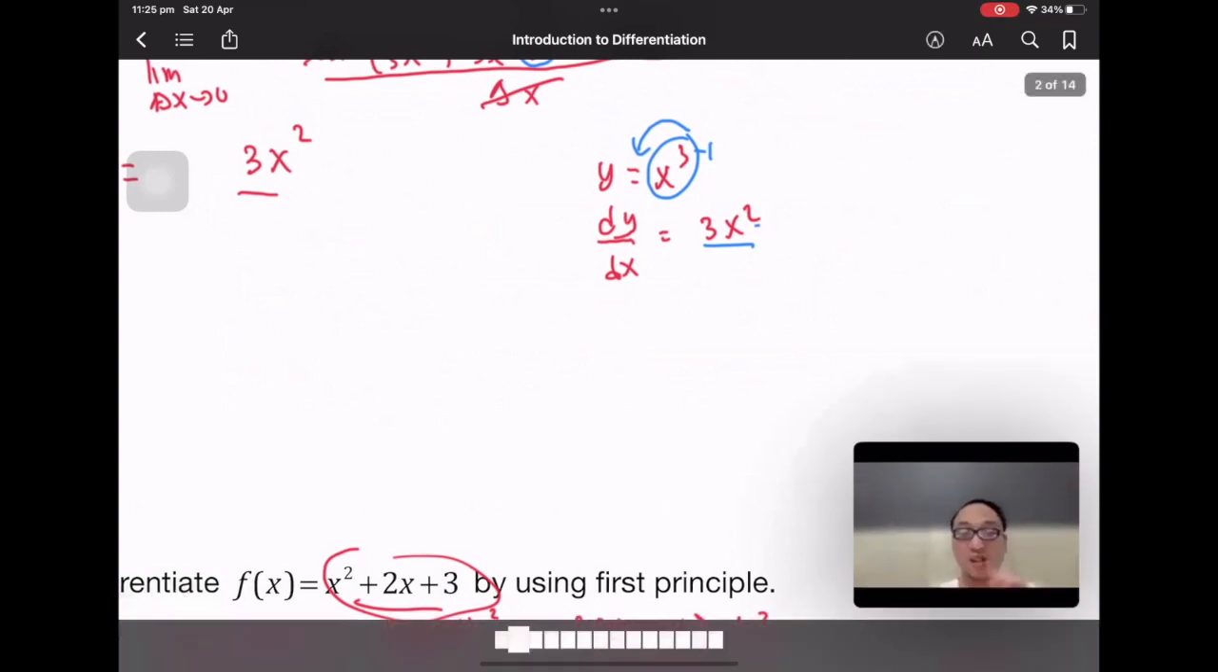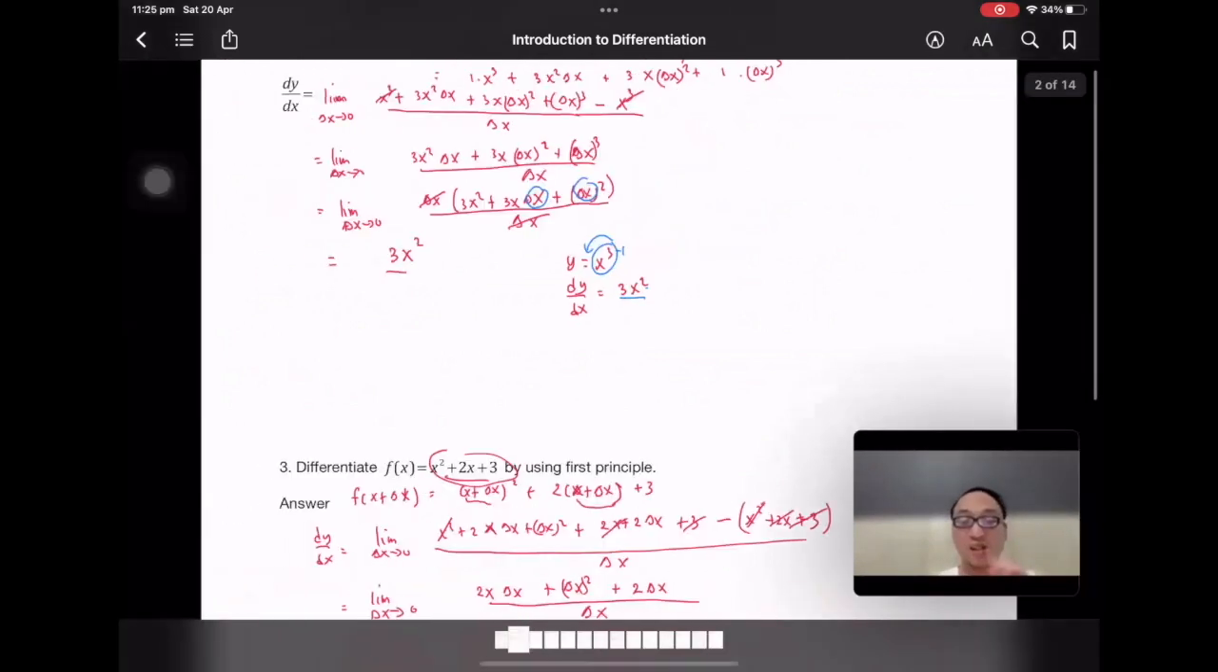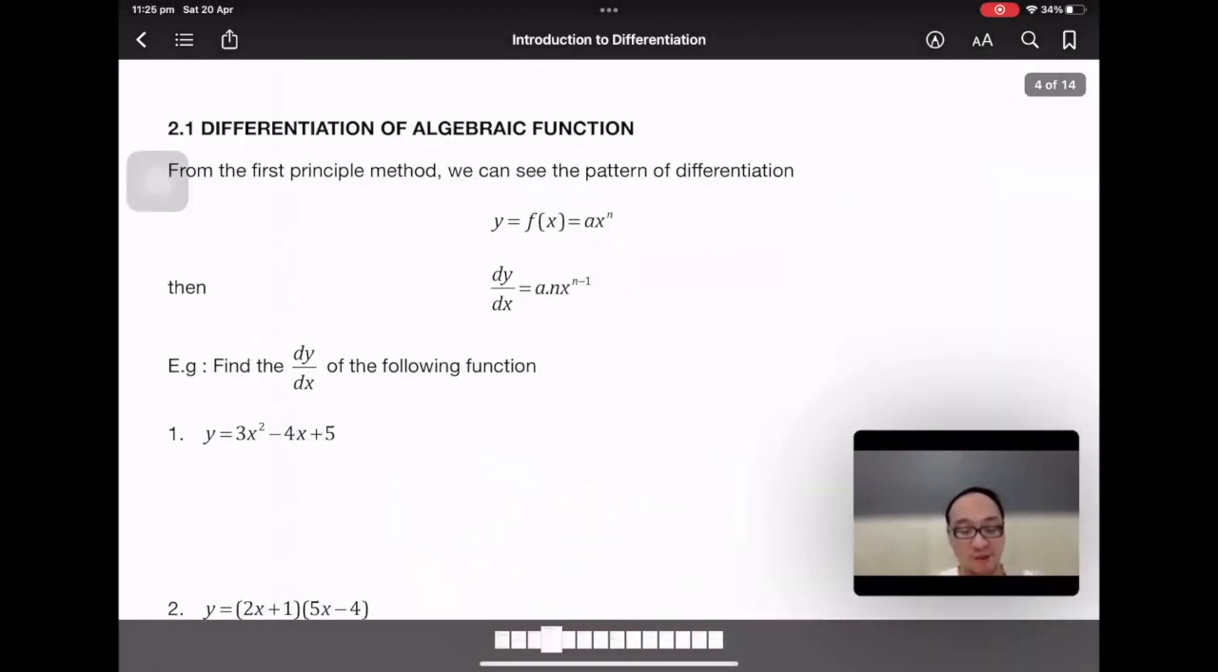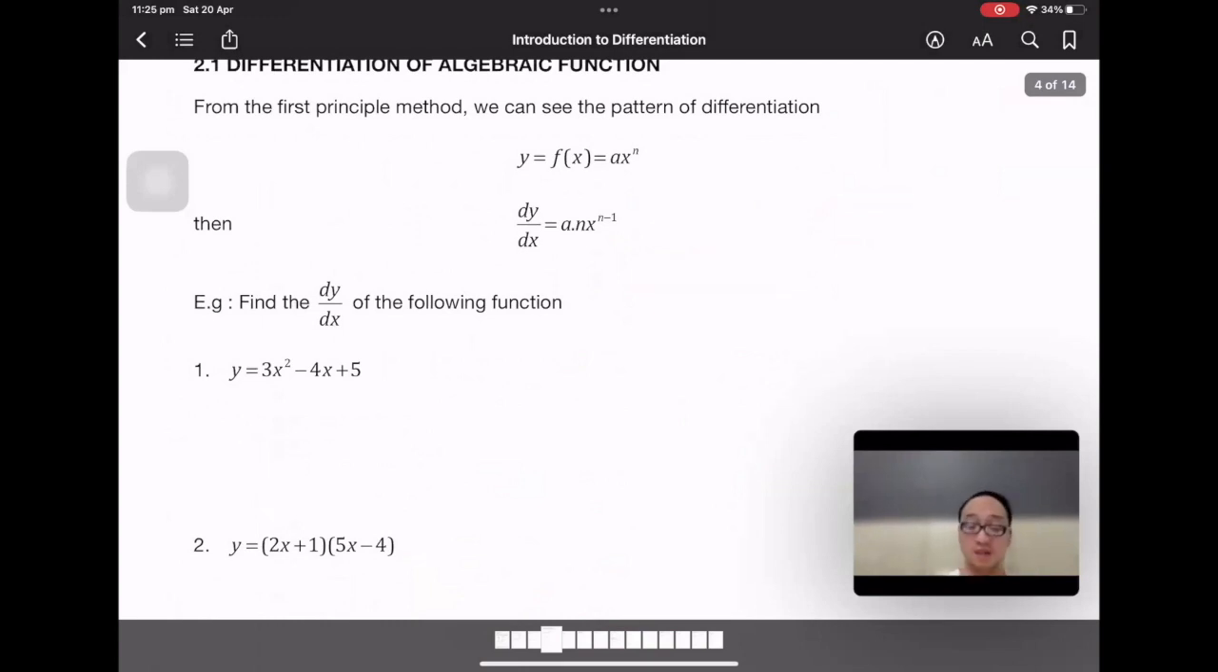So that's the pattern. So from here, for the algebraic fraction, we can conclude that for y equals ax to the power of n, the derivative of that kind of equation will be equal to a times the power n times x to the power n minus 1.